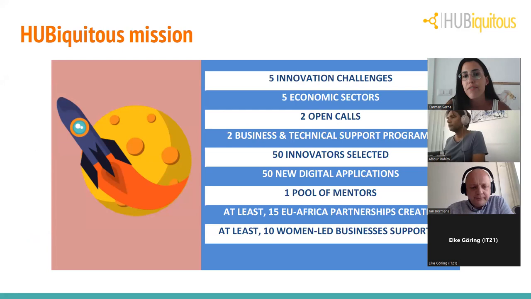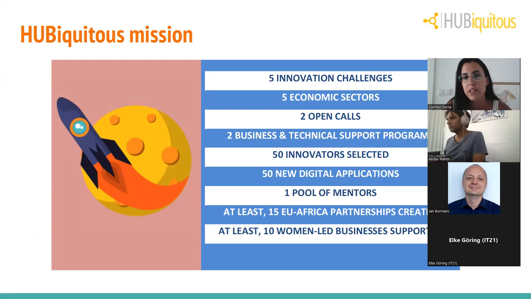So what is the accelerator program that we are organizing in the HUBiquitous project? We have identified 5 innovation challenges. So 5 economic sectors that we really want to have an impact on. Now we will see what are these 5 sectors. In the accelerator program, we want to open 2 different calls. So this year, 2022, it's open currently the first open call, but also the next year we will run a second open call to run a second accelerator program. So in total, in the HUBiquitous project, we will run 2 different accelerator programs.